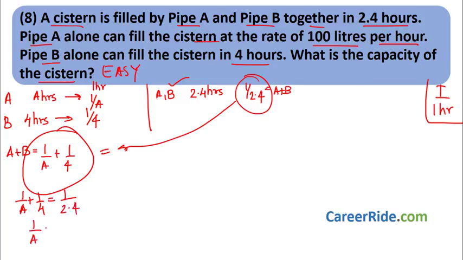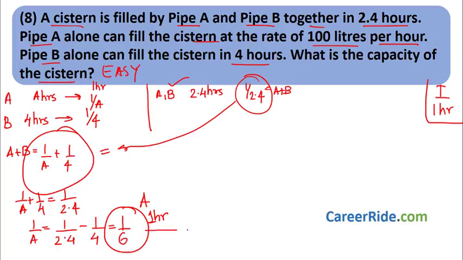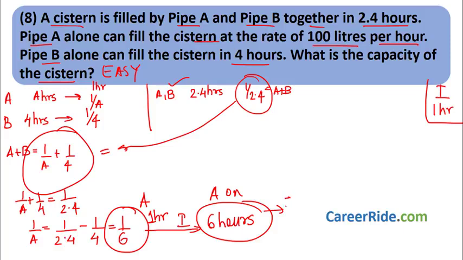What is the value of 1 by A? That would be 1 upon 2.4 minus 1 by 4. We get over here 1 by 6. That means this is the work done by A alone in 1 hour. So if A fills 1/6 of the tank in 1 hour, then the entire tank is filled in, just invert, 6 hours, right? So if we keep pipe A on for 6 hours, the cistern gets completely full, right?